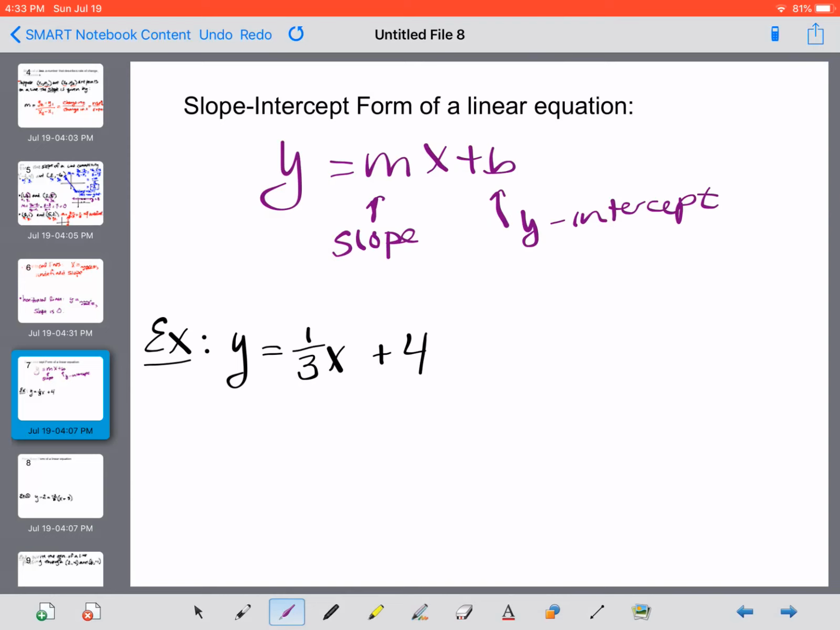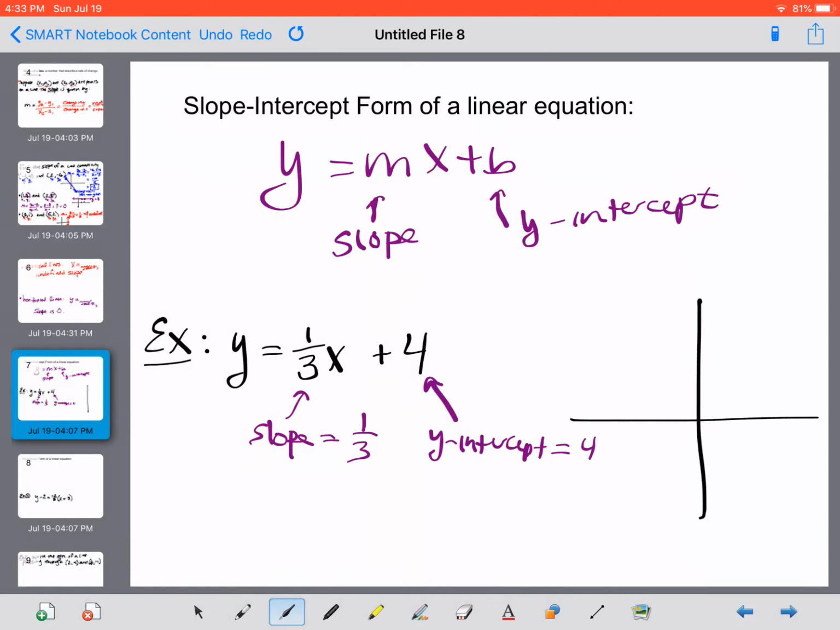So here's what we do. We know that the slope is the number that's attached to the x, right? The coefficient on the x term. So the slope of this equation is going to be 1/3. And the y-intercept, that's going to be the constant term that's off on its own. So the y-intercept of this graph is going to be equal to 4. Knowing those two things is enough to graph this without finding any other points on the line directly. Right? You start with the y-intercept of 4. I know that this line is going to cross the y-axis at 4.